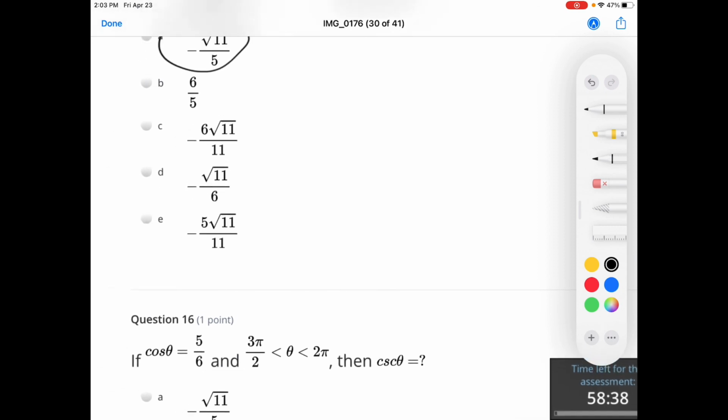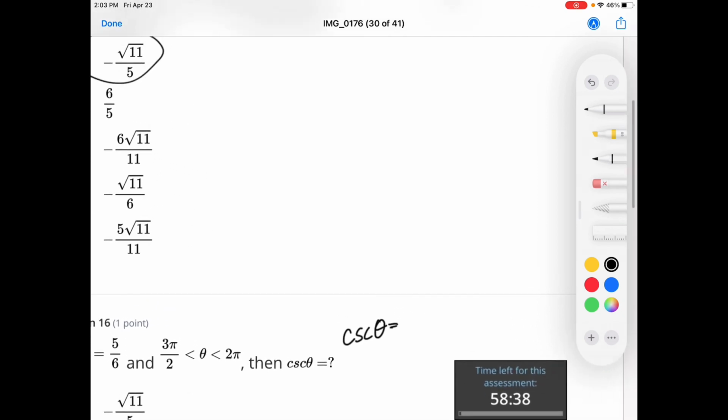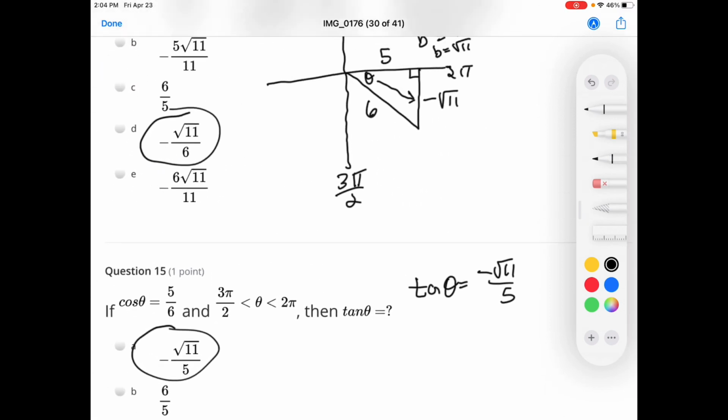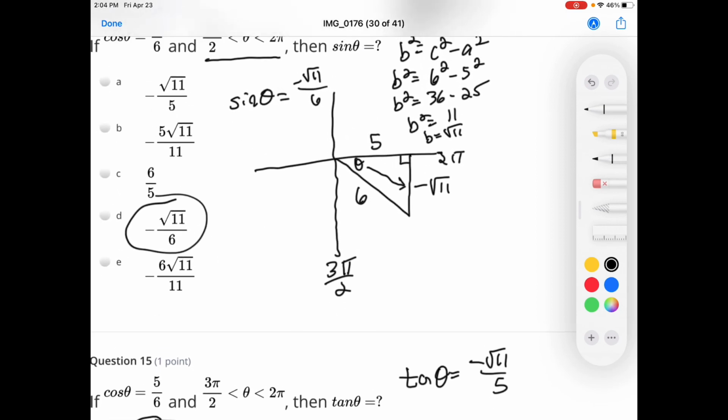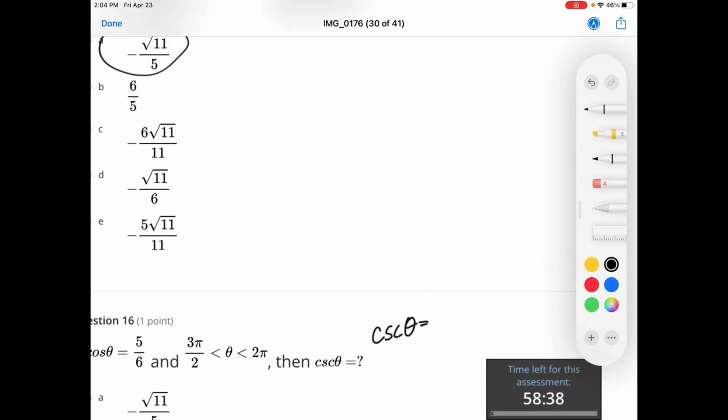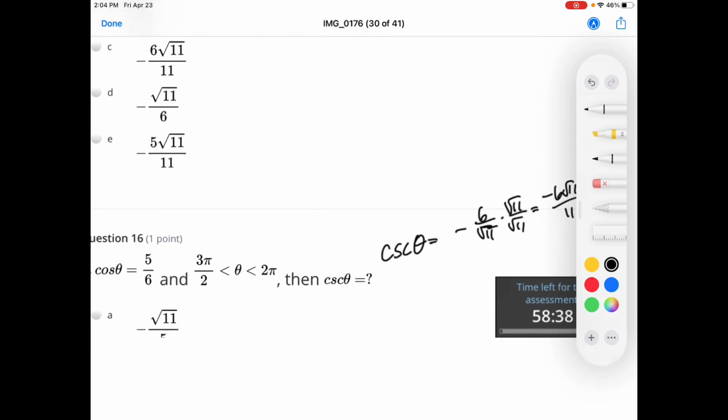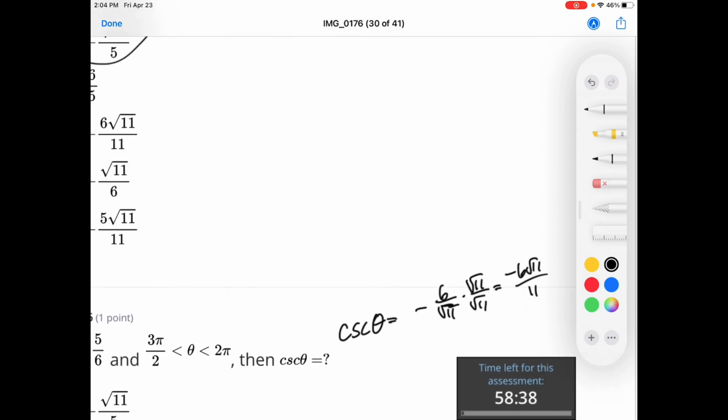Okay. Cosecant, number 16. Cosecant would be sine flipped over, or 1 over sine. So whatever sine is, we'll flip it over. So sine is negative root 11 over 6. So we're going to do 6 divided by root 11, and it's negative. Negative 6 divided by root 11. And get rid of the root on the bottom. So times root 11 over root 11. It's negative 6 root 11 over 11. And that's number 16.